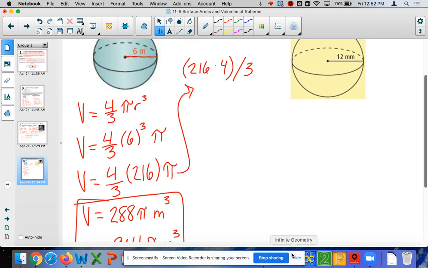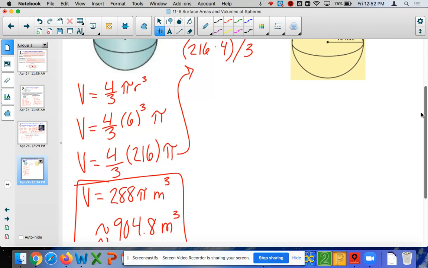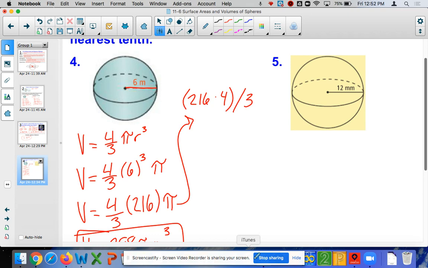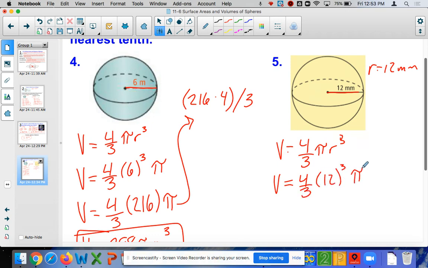So those are the answers for what number was that for? Scroll back down in case you need to get those copied down quick. Number 5, you're going to approach it the exact same way we did number 4, so give it a go. Okay, hopefully you've had some time to do number 5. I'm just going to breeze right through this one. Here's my radius. It's 12 millimeters. Volume is 4/3 pi times the radius raised to the 3rd power. 4/3 times 12 to the 3rd times pi.